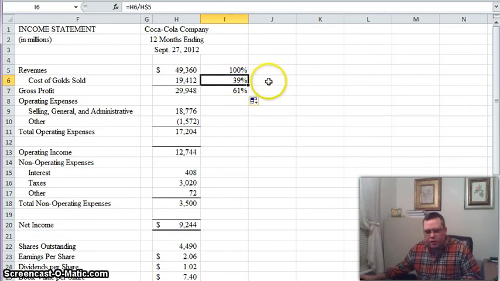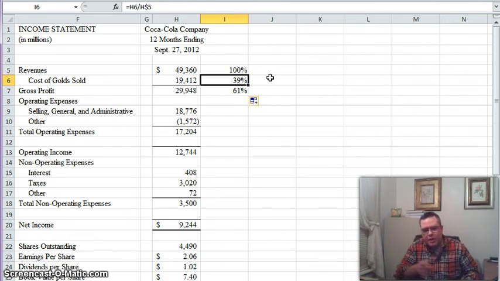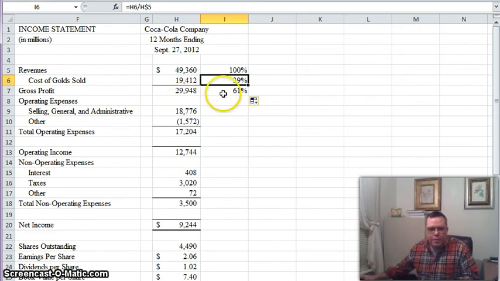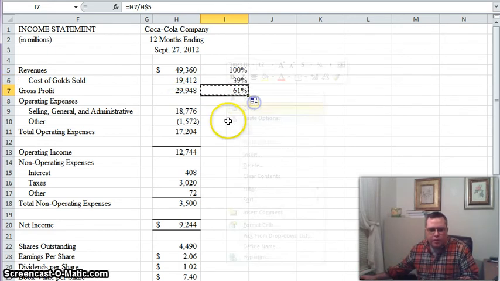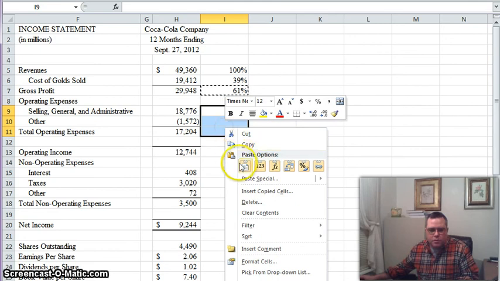Whether or not 39 cents on the dollar is a good number depends. It's different for every industry. So what you might do is compare this against one of their competitors like Pepsi. That's what you're going to do in your assignment. You're going to say which one of them does a better job of keeping their expenses in line. Alright, let's go ahead and copy this down to the other accounts.